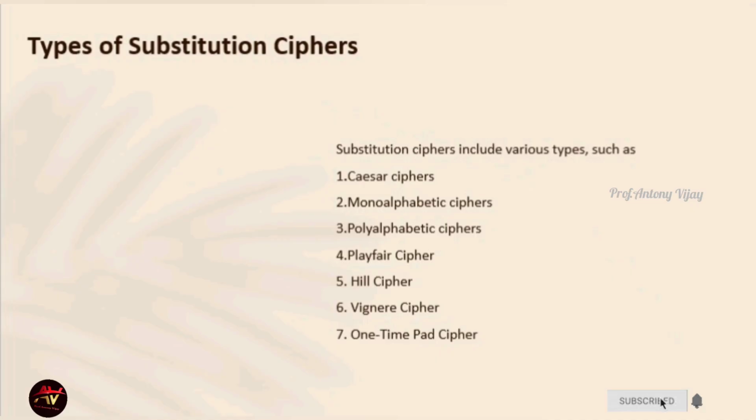In this video, I only covered Caesar Cipher, Monoalphabetic Cipher, Polyalphabetic Cipher, and Playfair Cipher. The rest of the three substitution ciphers, like Hill Cipher, Vigenere Cipher, and one-time pad cipher, will be in the next video.